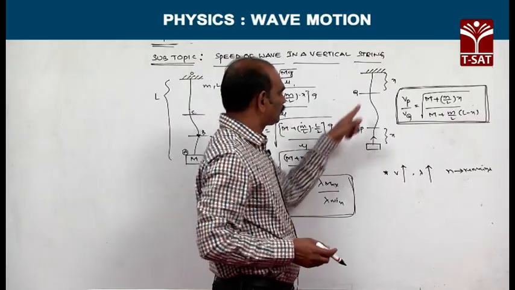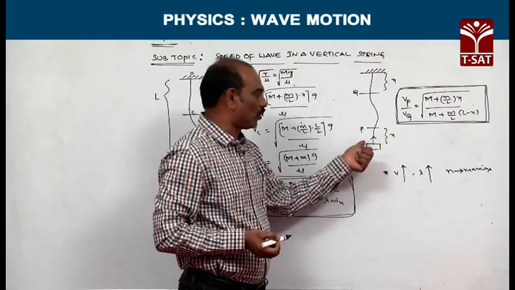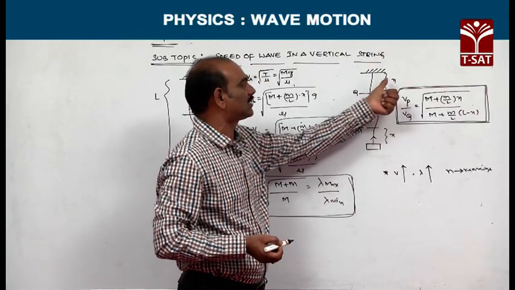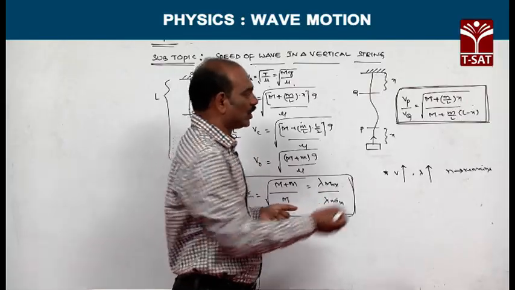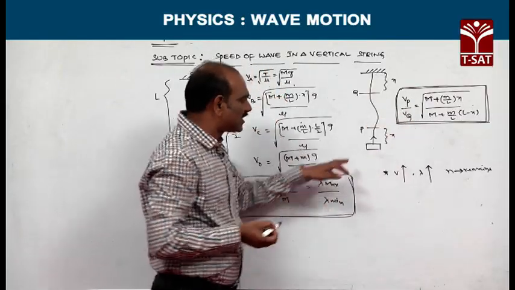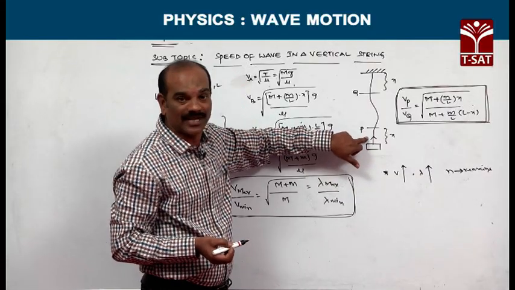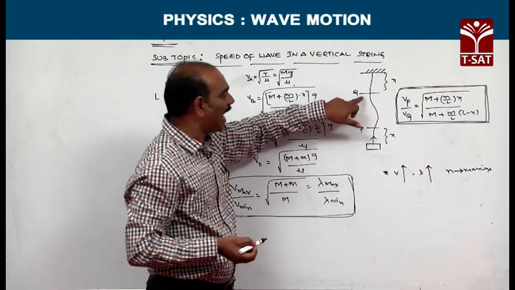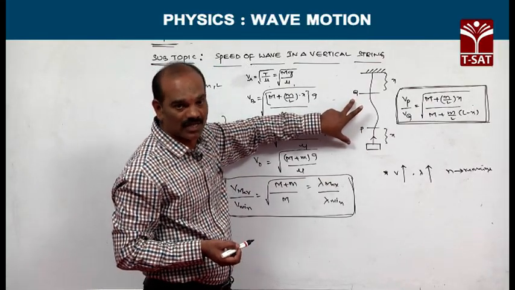So here, there is a point P at a distance of x from the lower end, and there is a point Q at a distance of x from the upper end. We want to find out the speed at P and Q. So for the speed at P, due to the block and this part of string, the tension should be taken into consideration. At point P, due to the block and the mass of this part of string, we should take into consideration.